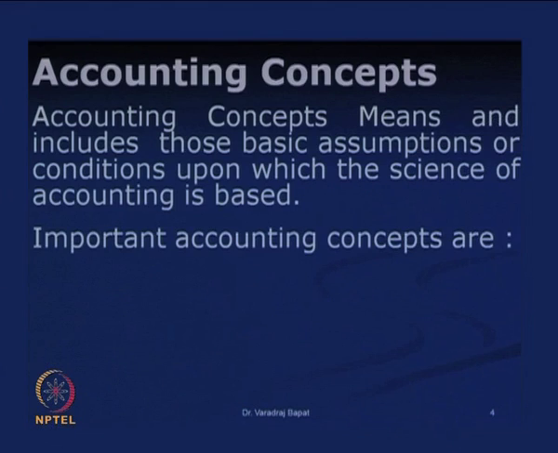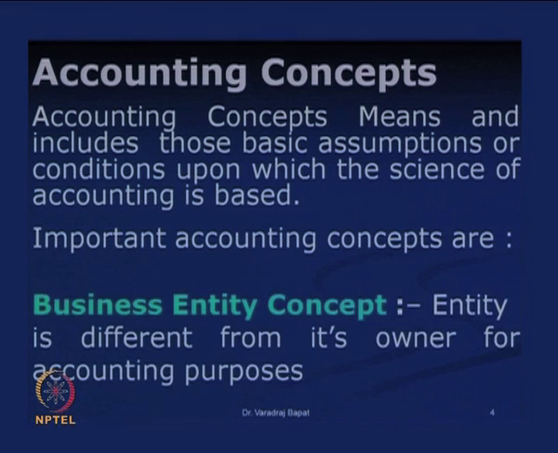Now, let us see what is accounting concept. Accounting concepts are those basic assumptions and conditions upon which the science of accounting is based. You will get more clarity once we see some examples. One of the concepts is known as business entity concept. What it tries to say is that the company or the organization is different from the owners. Now, when the owner invests 1 lakh rupees in the company, do you have to record any entry for it? The answer is yes, because owner is a different person, company is a different person.